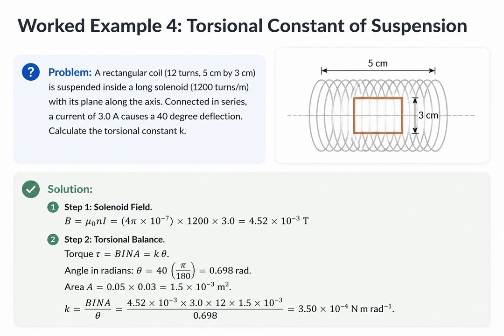The magnetic torque is BINA. At equilibrium, this equals the torsional torque, K times theta, where K is the torsional constant and theta is the angle in radians. Converting 40 degrees to 0.698 radians and solving for K, we find the torsional constant of the suspension is 3.50 times 10 to the minus 4 Newton meters per radian.